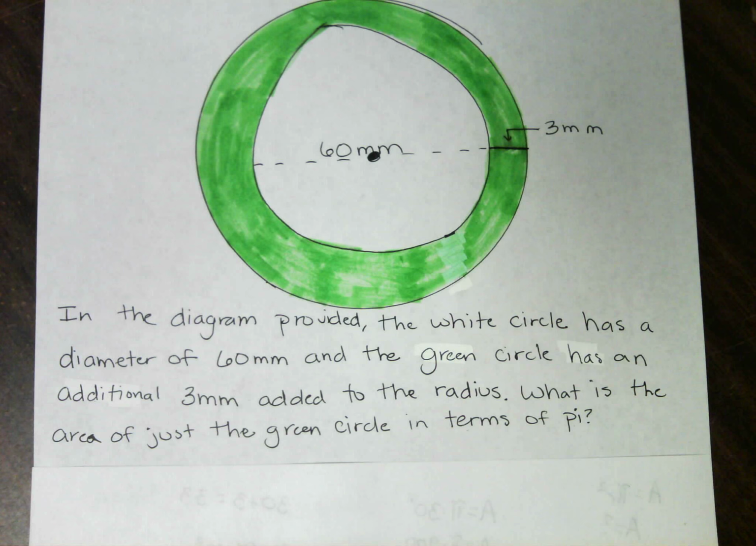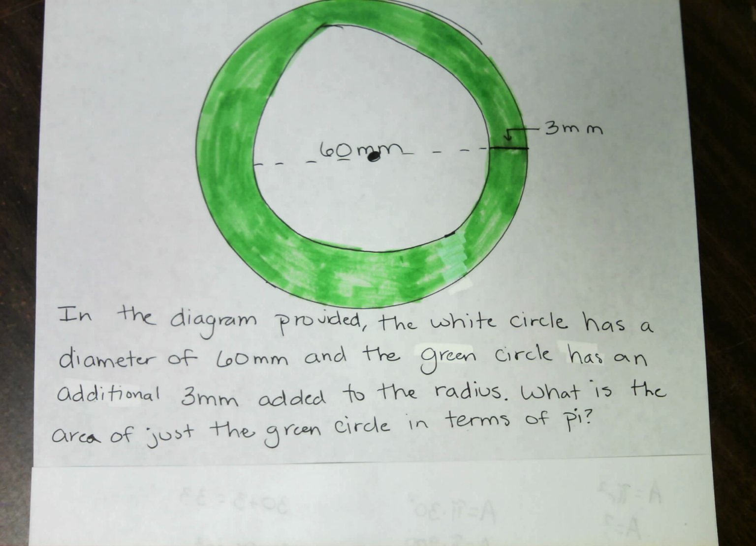Okay, so I told you guys I was going to do this problem here on the video. So in the diagram provided, the white circle has a diameter of 60 millimeters and the green circle has an additional 3 millimeters added to the radius. What is the area of just the green circle in terms of pi?